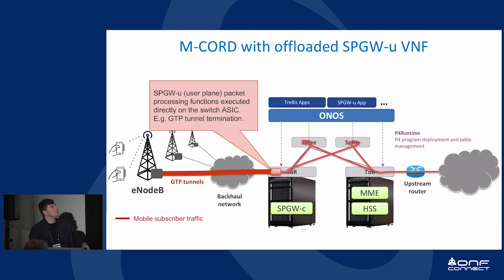What we did, we took the data plane VNF, which is the serving and packet gateway user plane, and we implemented the same functions in P4 running on the switch. So in this case, we are doing GTP tunnel termination directly on the switch. How ONOS enabled this, I'll explain to you.